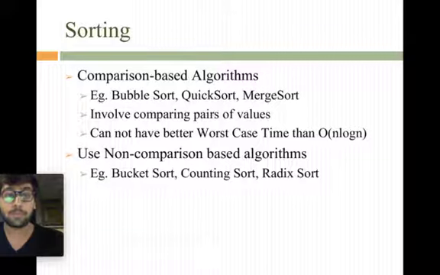So overall, the complexity of randomized quicksort and merge sort in the worst case is order of n log n, and it can be mathematically proven that it cannot be improved over that. So what we're going to discuss today are some non-comparison based algorithms, such as bucket sort, counting sort, and Radix sort. We will discuss them in detail now.